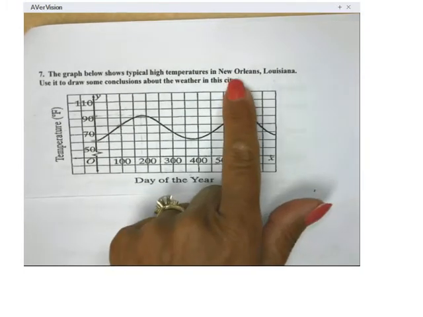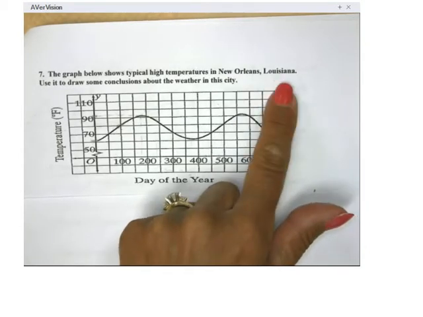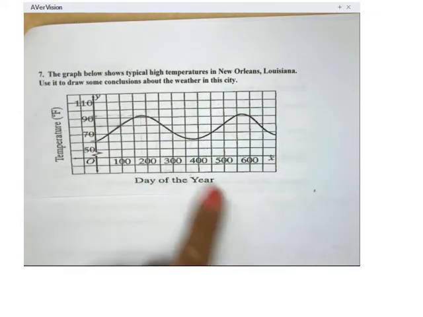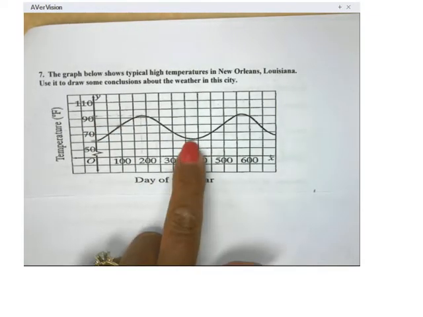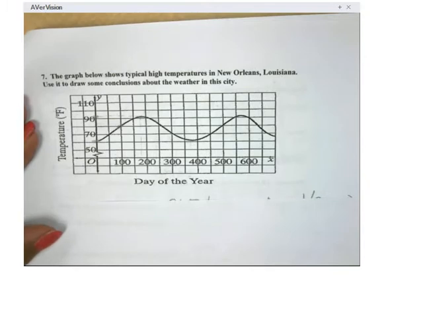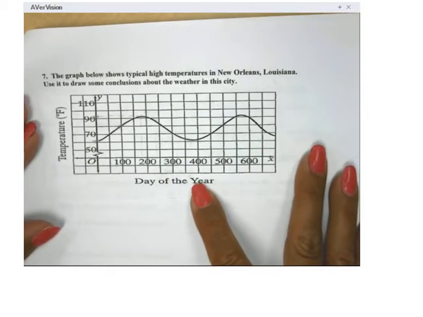And we have the typical high temperature, or average high temperature, of New Orleans, Louisiana. We can see it's warm, and not very cold as the average highs go. So it looks like a nice place to live. Now, we want to write an equation, and the first thing we need to do, as you can see on your notes, is look at what the period is.